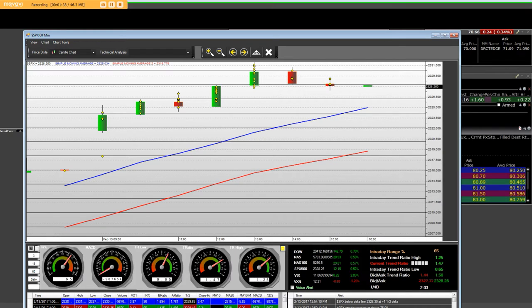Once again, we're going to be looking at when the pullbacks will happen. We'll keep you updated, but we're at record highs in all the key indexes.